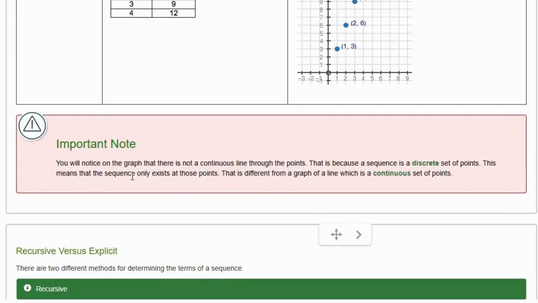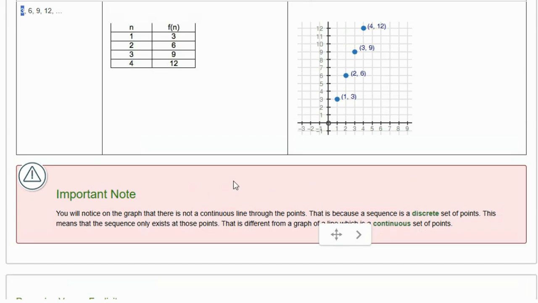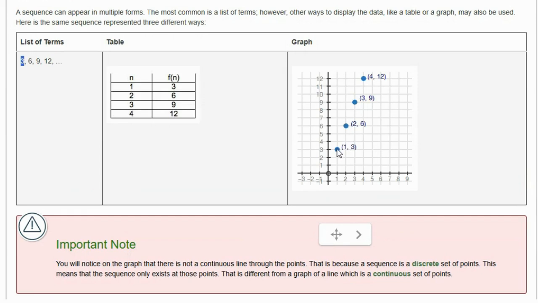You will notice on the graph, this is a point about graphing sequences. There's not a continuous line through these points, right? When we look at this graph, it only has those points, but we didn't connect it. Remember, if you connect it with a line, that's saying every point on the line is part of that function. Well, if we connected it with a line, that would mean that 1.5, 4.5 is part of the sequence. No, there's nothing between 3 and 6. There's not a 1.5 term.